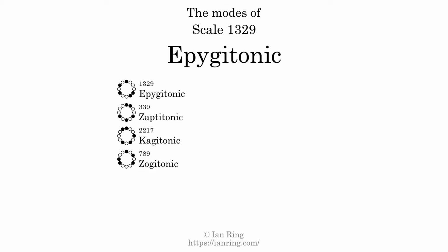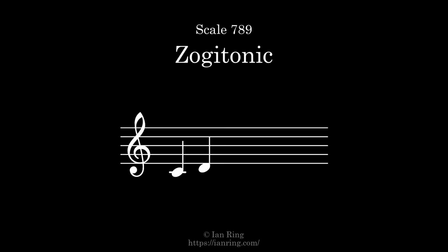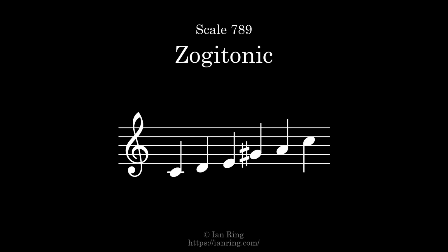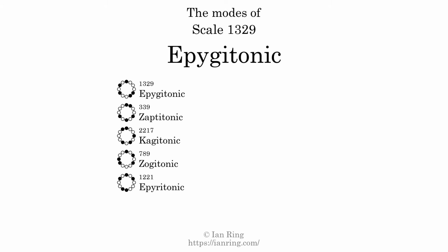The fourth mode is scale 789, also known as Epygitonic. It sounds like this. The fifth and last mode is scale 1221, also known as Epiratonic. It sounds like this.